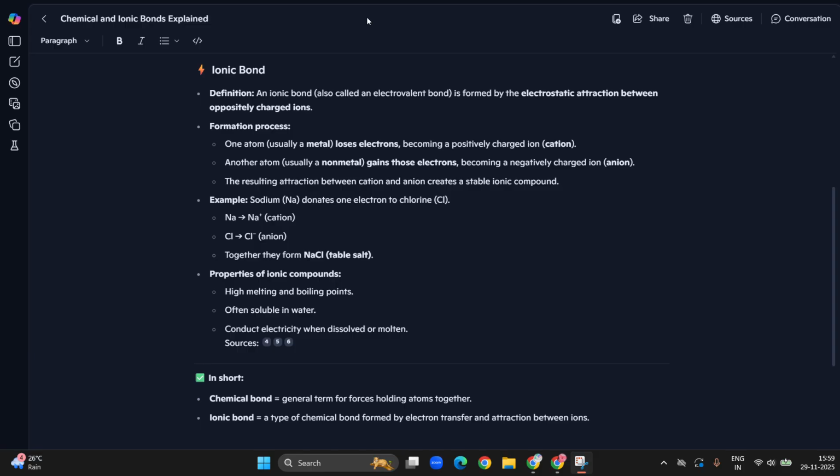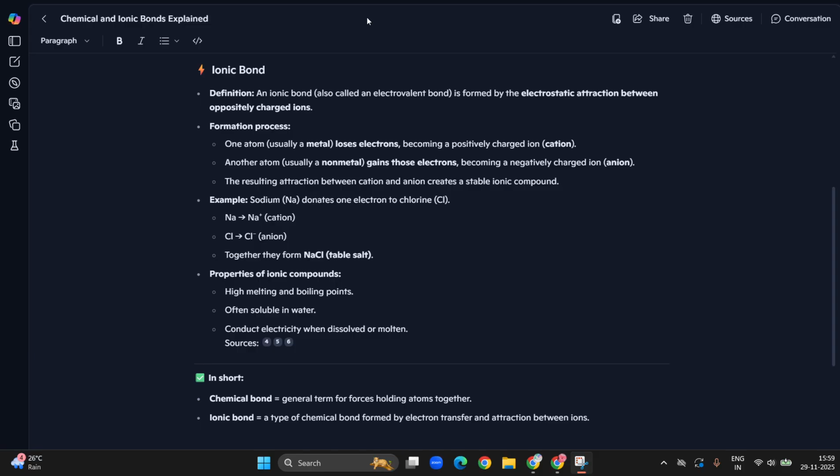Formation process. One atom, usually a metal, loses electrons and becomes positively charged. That basically means it becomes a cation. We know that metals have the ability to lose electrons and non-metals have the ability to gain electrons. Another atom, usually a non-metal, gains those electrons, becoming a negatively charged ion, that is an anion. The resulting attraction between cation and anion creates a stable ionic compound.